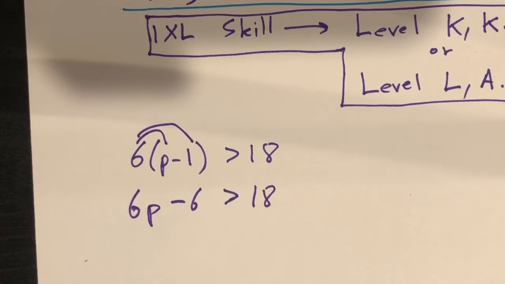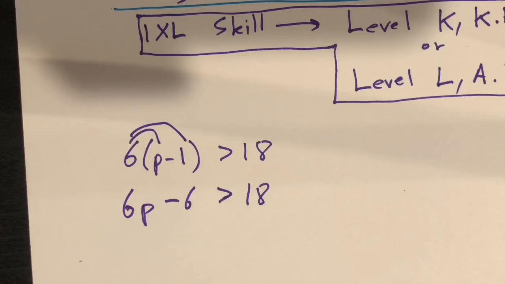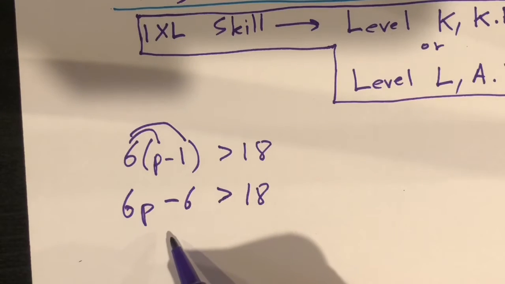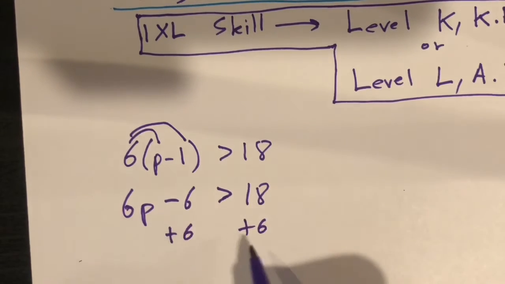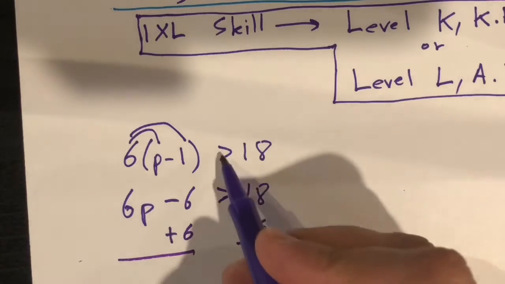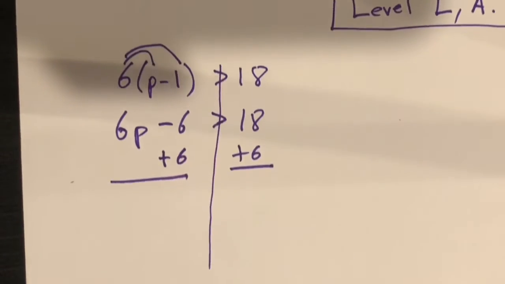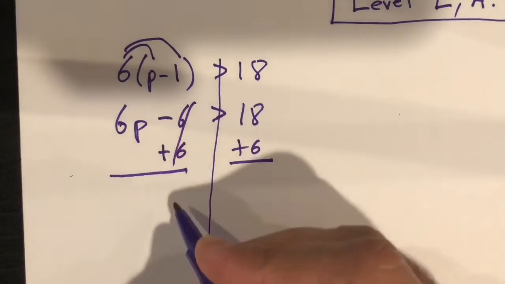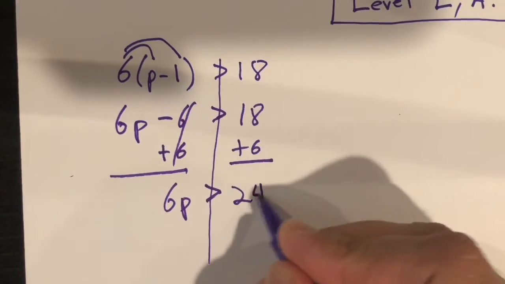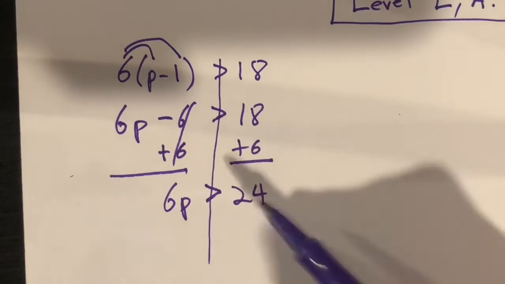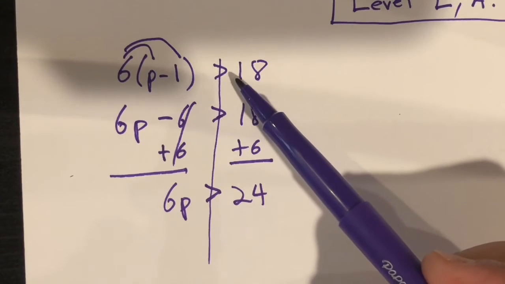Okay, there are no like terms, so we're going to go to inverse operations. Remember, like terms have to be on the same side. These are numbers, but they're on different sides. So we're going to do inverse operations now. We're going to start with the subtraction. It means we need to add 6 to both sides. Sixes go away. We have 6p greater than 24.